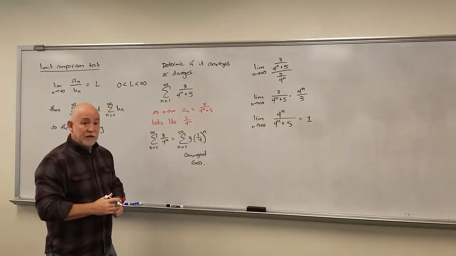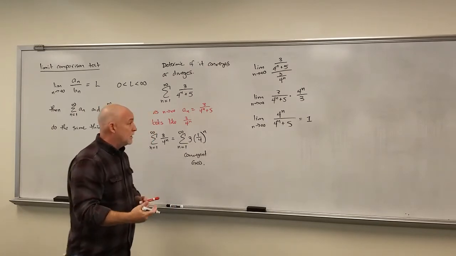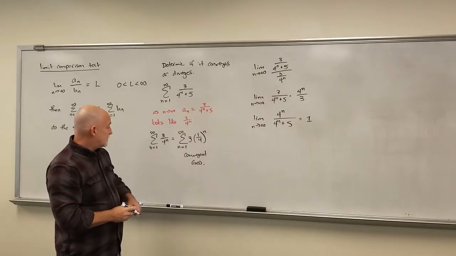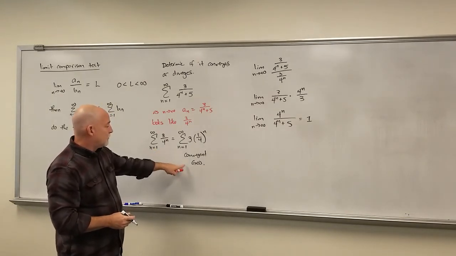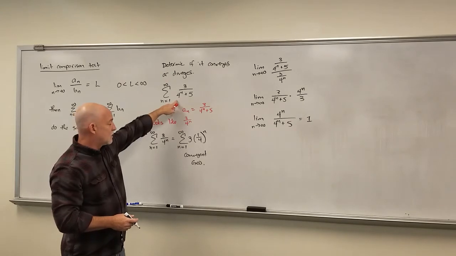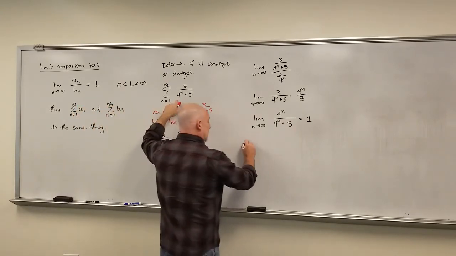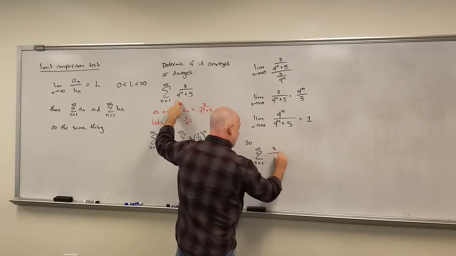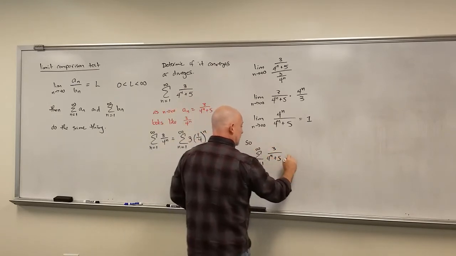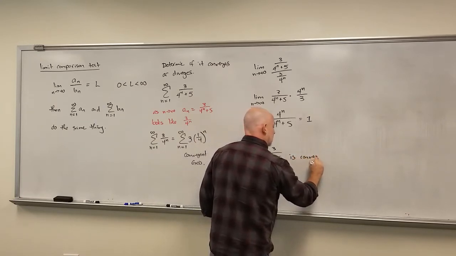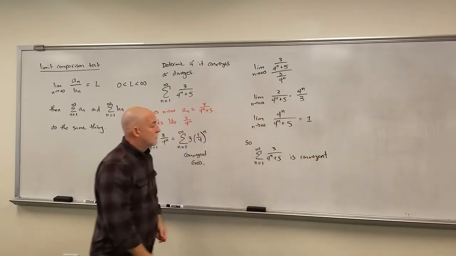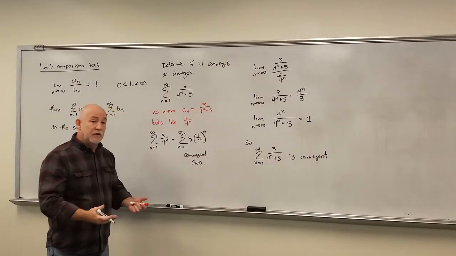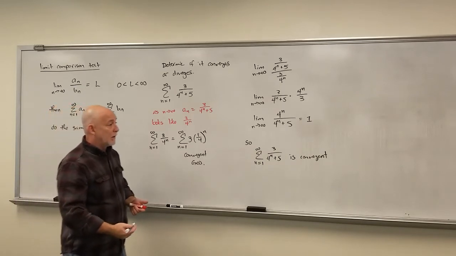So since we got a finite number that falls between 0 and infinity, whatever one of the series does, the other one does the exact same thing. So since our 3 over 4 to the n was a convergent geometric series, that means that this is also convergent. So I'm just going to say the sum n equals 1 to infinity, 3 over 4 to the n plus 5 is convergent. Okay, now if we would have gotten 0 or infinity out of this, that doesn't tell us anything. That just means we picked something bad to compare it to.